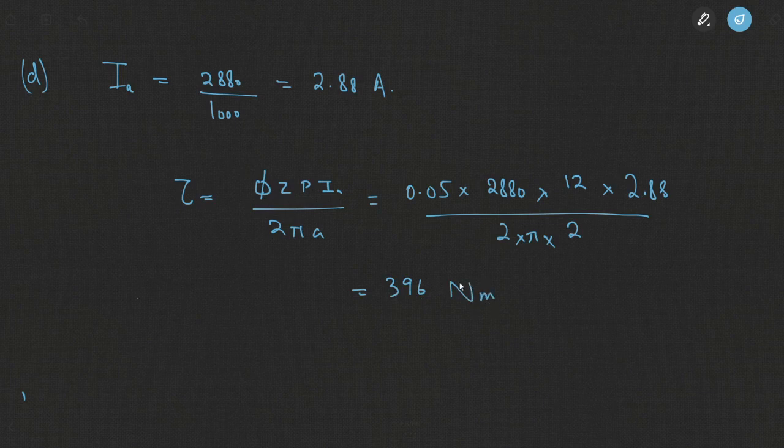So this will be the induced torque or the counter torque that will be produced in this DC generator. Since this is a DC generator, it will not be an induced torque, it will be a counter torque. We refer to it as counter torque. So these are some numericals that we have done today.